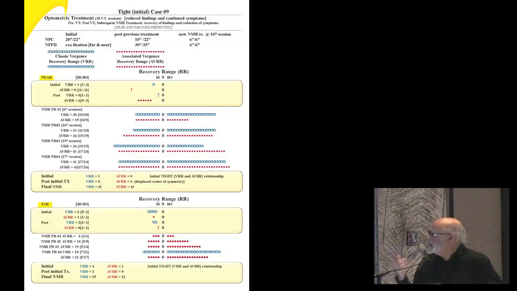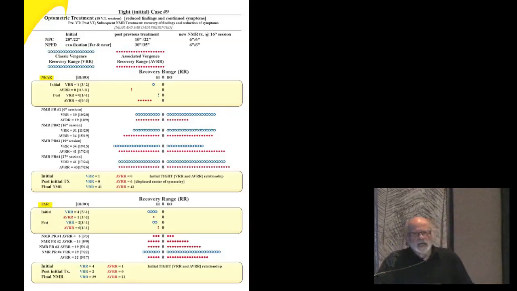So at far, we find an initial 4-range recovery on regular versions, classic versions, a 1-range recovery with displacement of center of symmetry on the associative vergence range. Vision therapy, 18 sessions later, a vergence recovery range of 2, associative vergence range of 0, and watch how they unwind.